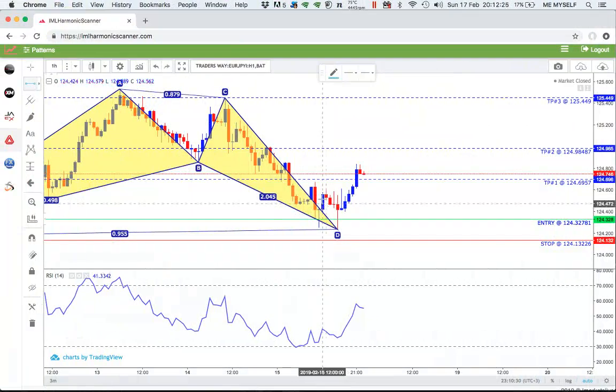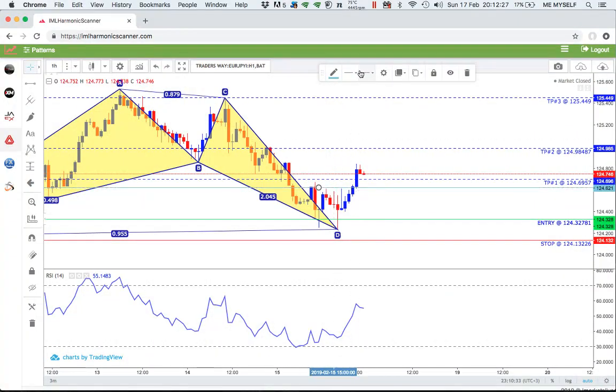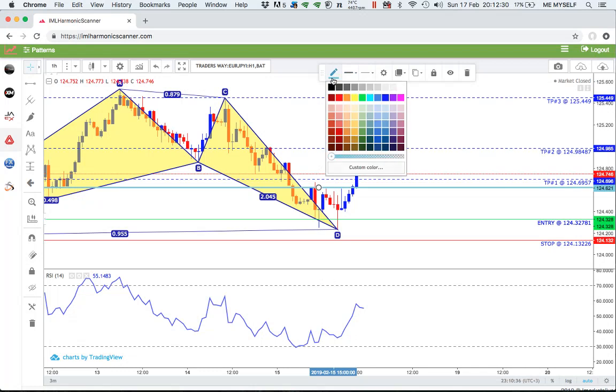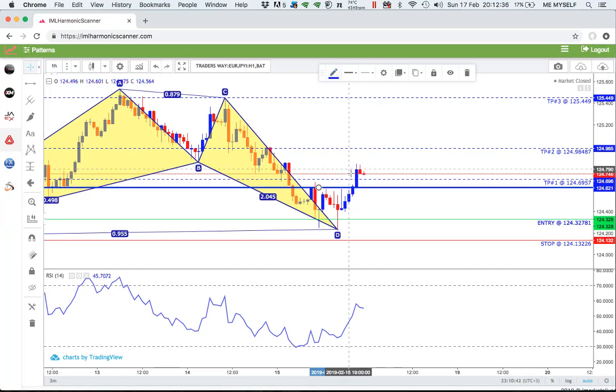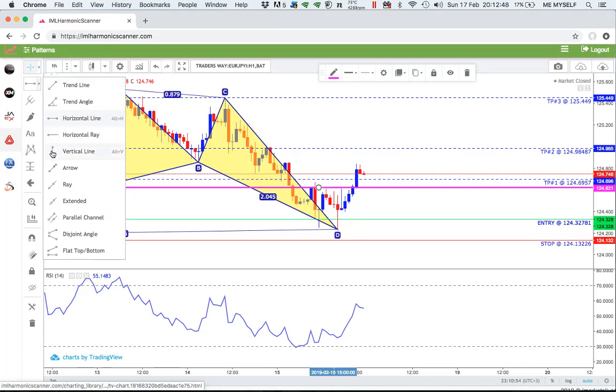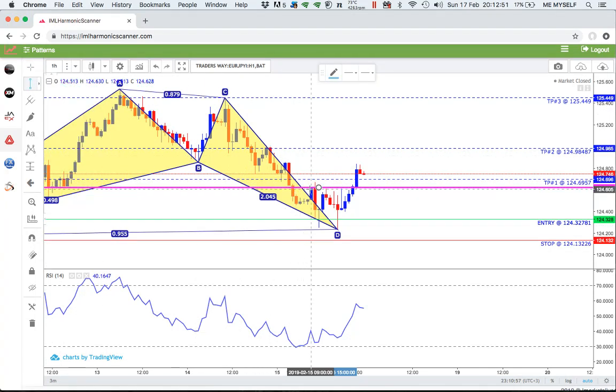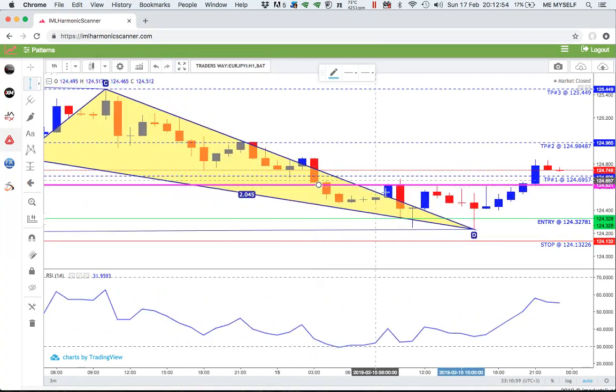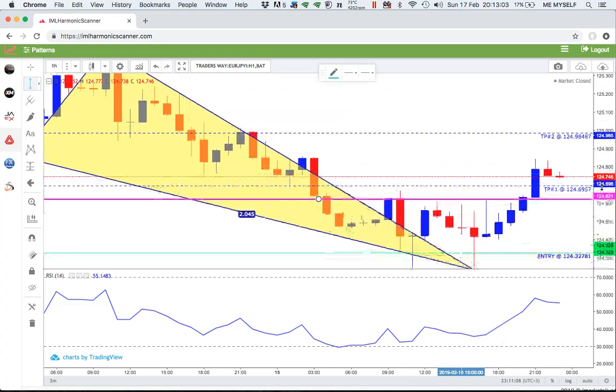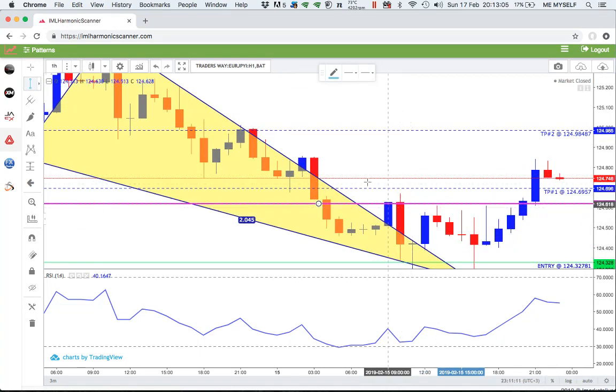Right, so 124.6. I'll give it that color so that you could see 124.6, and it was called at 7:20 in the morning. So we're gonna plot it at... I think this harmonic scanner is 2 hours ahead of my normal time. So instead of 7:20, it'll be 9:20.